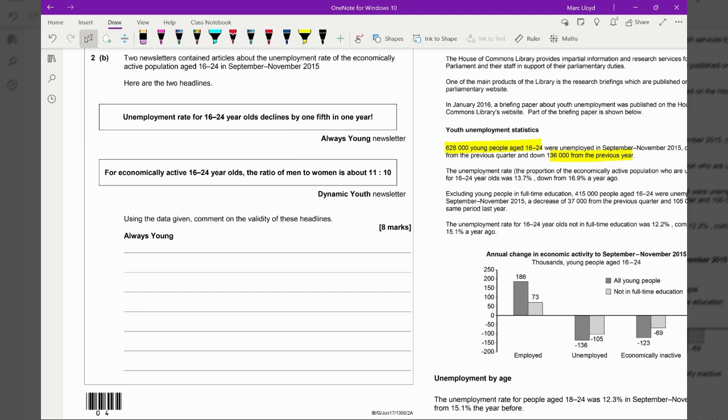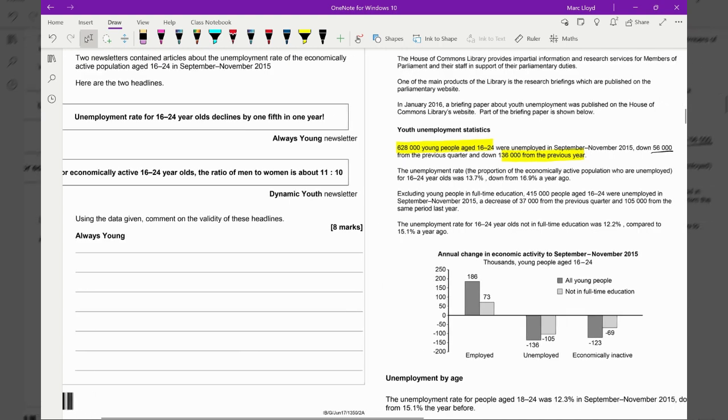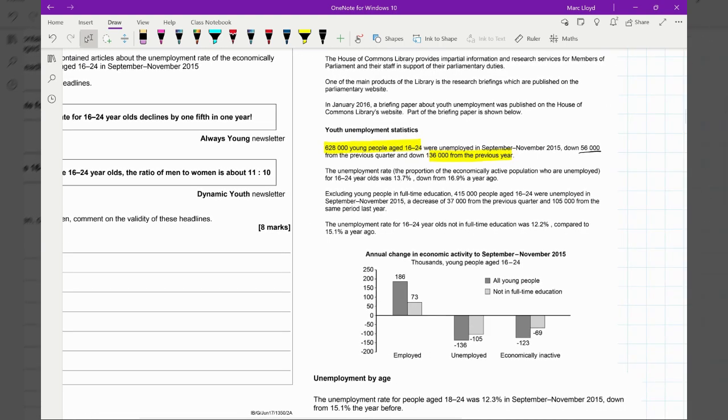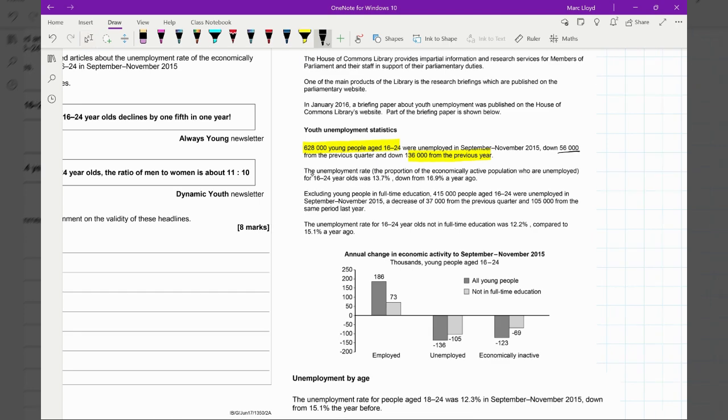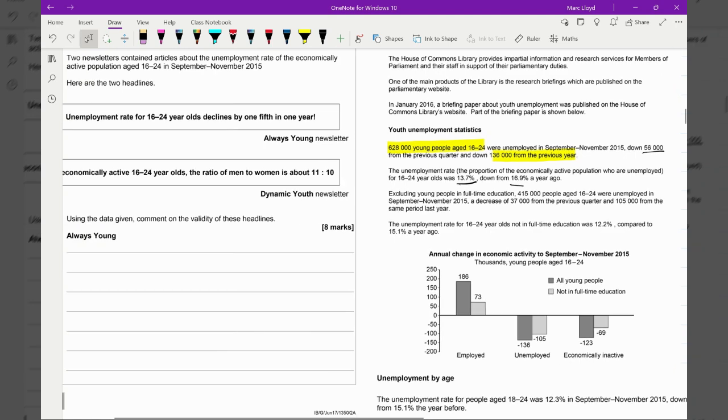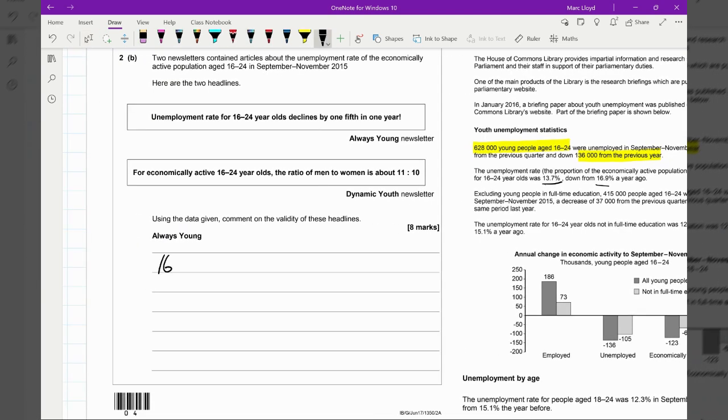So, unemployment rate. Okay, here we go. We've got something here. The unemployment rate, the proportion of the economically active population who are unemployed, 13.7 down from 16.9. Okay, so we can do something with this. 16.9 take away 13.7 is 3.2. And that's going to go over 16.9, and then we multiply that by 100.